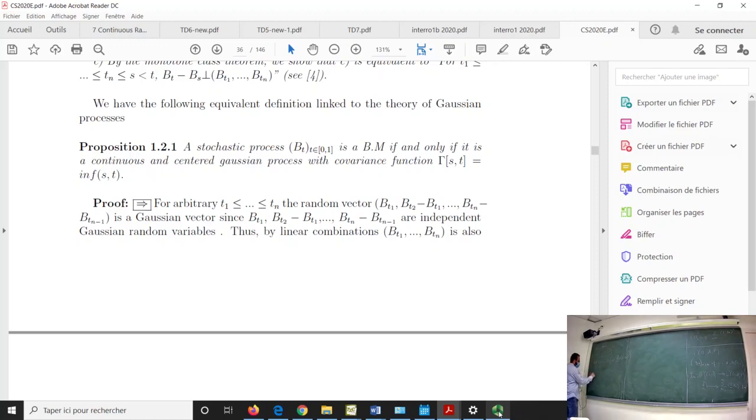So I_N of f, considered as this sequence, is convergent in L2. How to prove that something is convergent when you don't know the limit, in the space L2 of omega, A, P? In other words, when you are in a space that is complete, how to prove that a sequence is convergent?